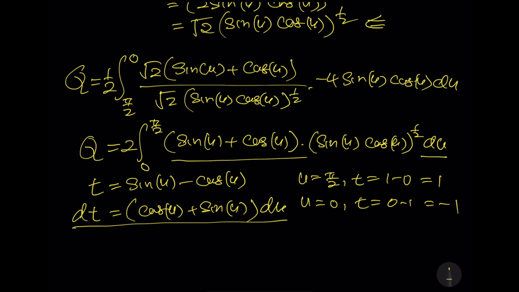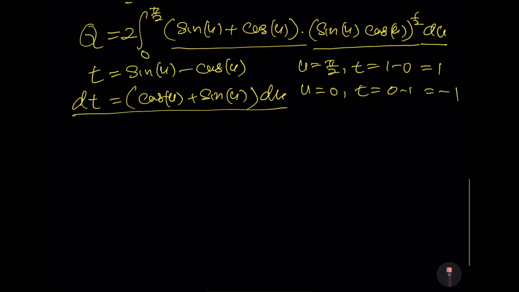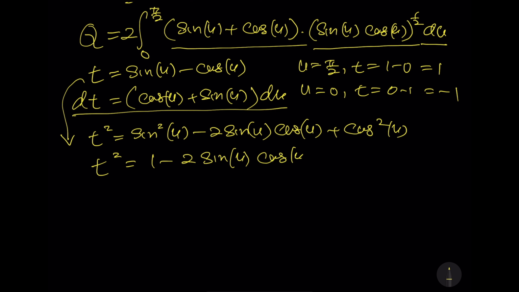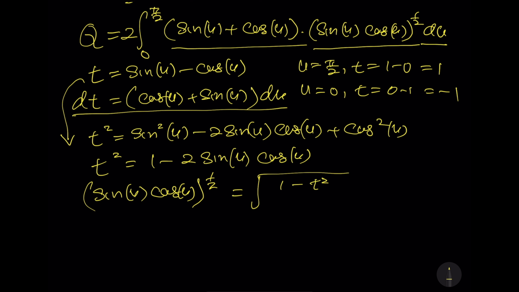But there is still one part in Q that we haven't changed to t. How do we do that? Don't worry, we can do that. From t, we know t squared equals to sine square u minus 2 sine u cos u plus cosine square u. We know that sine square u plus cosine square u is equals to 1. And from here, we obtain sine u multiply cos u. The whole thing, power 1 over 2, is equals to square root of 1 minus t squared and then divide by 2.